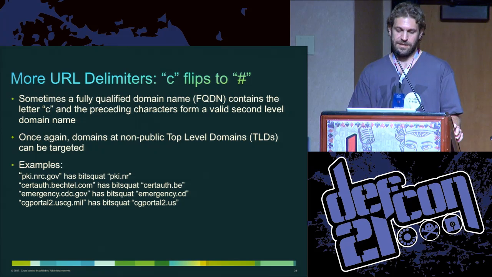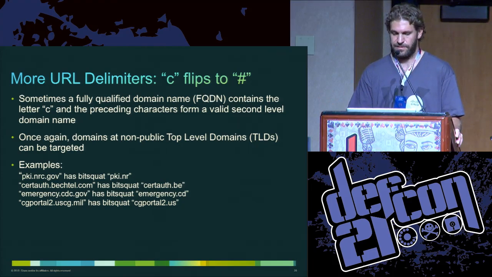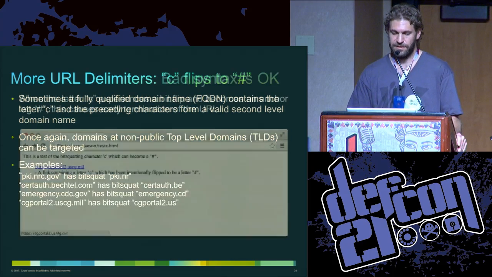And a couple of really interesting examples here: pki.nrc.gov, that's the Nuclear Regulatory Commission. I actually did buy that domain, so no one else will be able to. pki.nr is in Nauru, and it took a while, because you have to register some of these domains by faxing a paper in and stuff like that. So some of these country code registries are a little bit less organized than others, let's say. But some others here, we've got cdc.gov, which happens to have a bit squat at emergency.cd, which is the Democratic Republic of Congo, and uscg.mil and .us. So some interesting examples there.